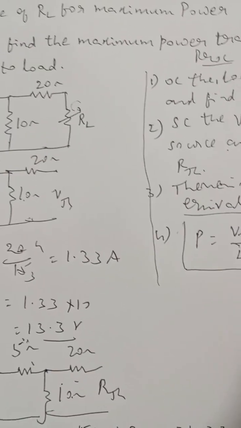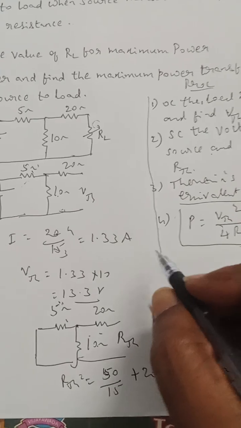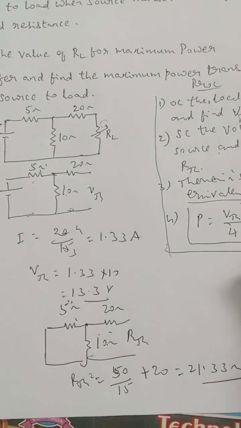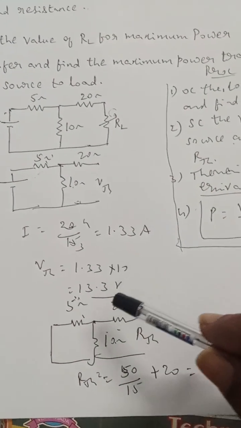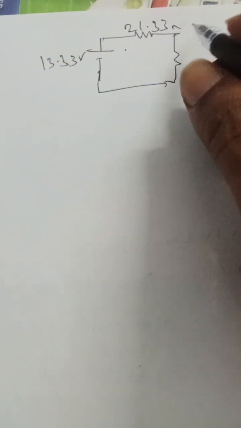So I will replace this circuit by Thevenin's equivalent circuit, that is 13.33 volts in series with 21.33 ohms in series with the load resistor, okay.